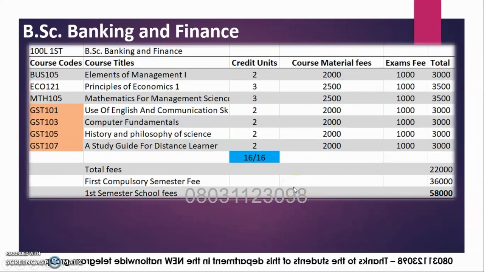B.Sc Banking and Finance. You're receiving requests for this course too. So here it is, 100 level first semester. These are the courses you are supposed to register. You're supposed to pass all of them as well. That's why you're seeing 16 of 16.